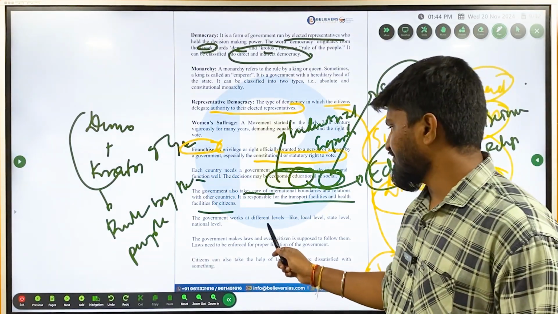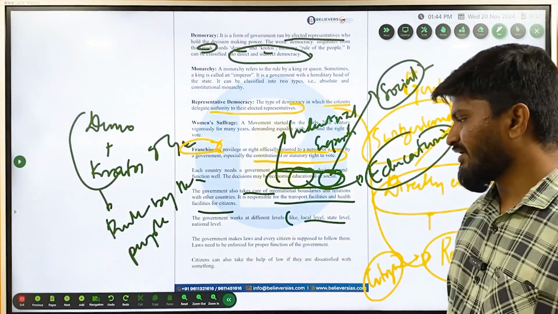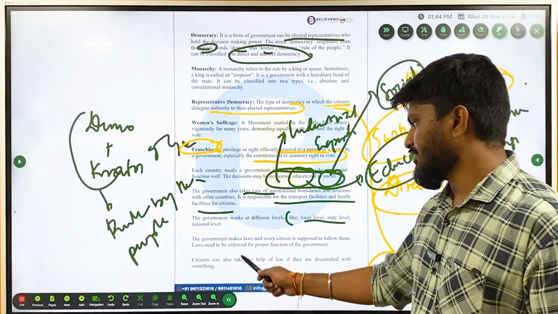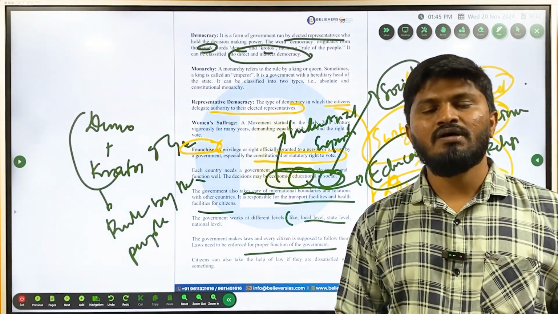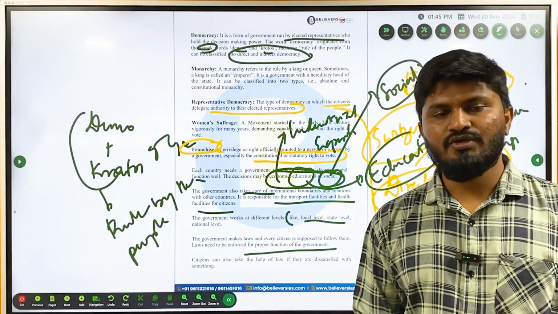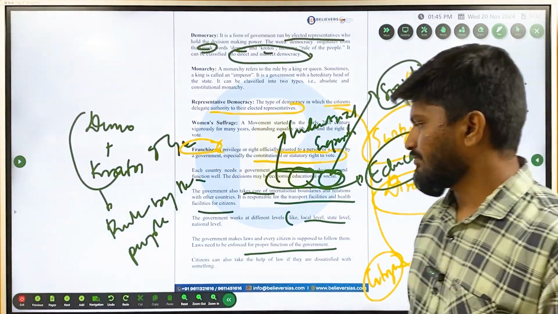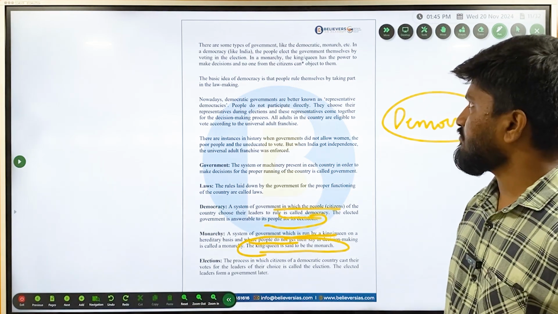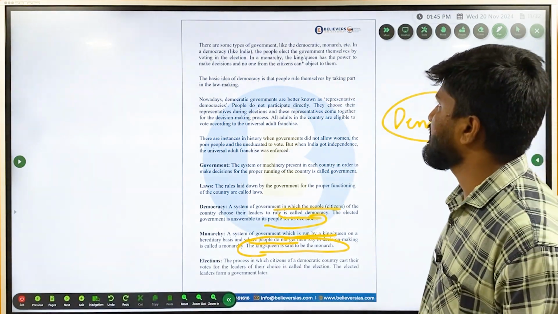The government works at different levels, like local level and state level, already discussed. So the government makes laws for its citizens, who are supposed to follow them, and laws need to be enforced for the proper functioning of the government. If there are no laws, it will lead to anarchy. So in order to avoid anarchy, there should be laws. Citizens can also take the help of law. And then there are different types of governments, like democracy, monarchy, etc.